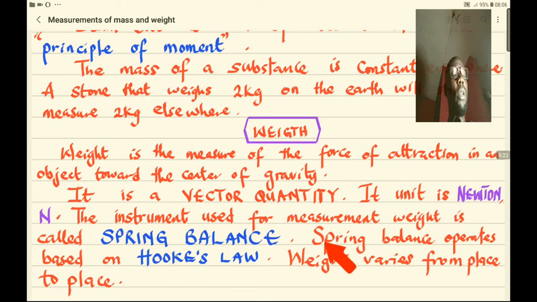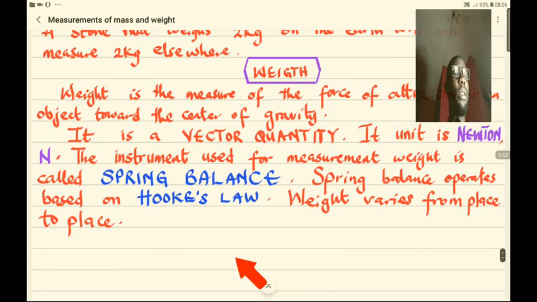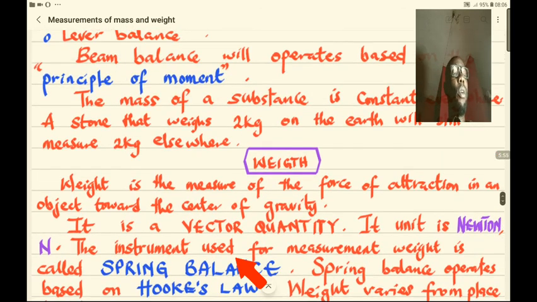Don't forget we said spring balance operates based on Hooke's law, which states that the applied force is directly proportional to the extension, provided that the elastic limit remains constant. That is what Hooke's law says, and the spring balance, which is the instrument commonly used for measuring weight, operates based on Hooke's law. So that is it for the measurement of mass.